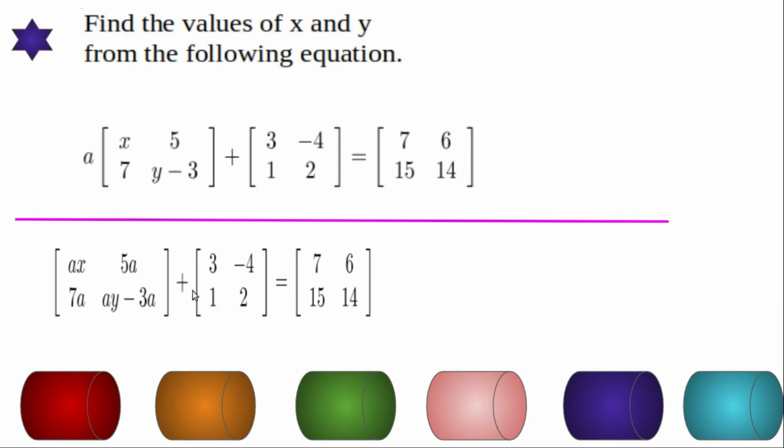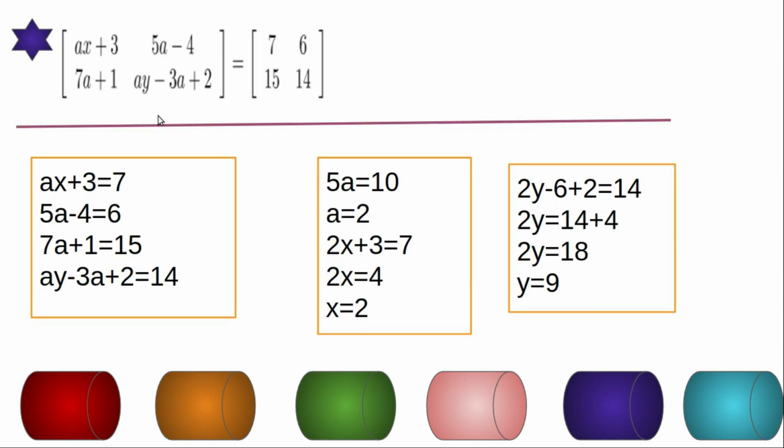Next step, we have to add these two: ax plus 3, 5a minus 4, 7a plus 1, then ay minus 3a plus 2 equal to matrix 7, 6, 15, 14. So we get this matrix. Now these two matrices are equal if and only if corresponding elements are equal. That is, we have to equate first element of first matrix to first element of second matrix. ax plus 3 equal to 7, 5a minus 4 equal to 6, 7a plus 1 equal to 15, ay minus 3a plus 2 equal to 14.